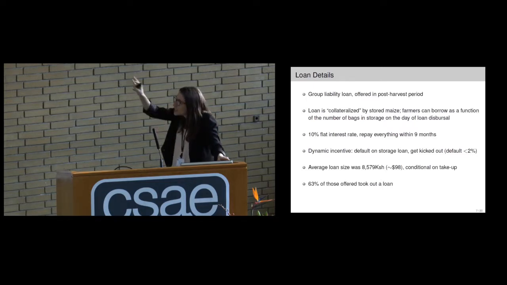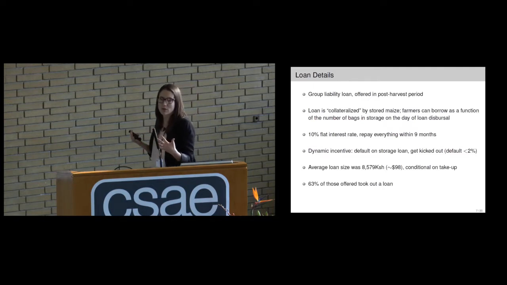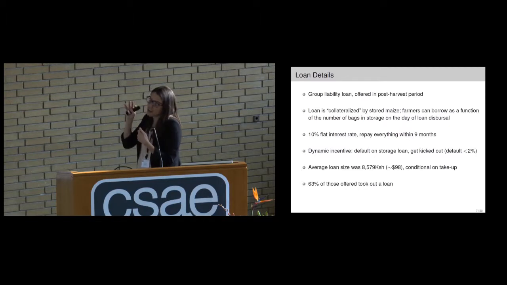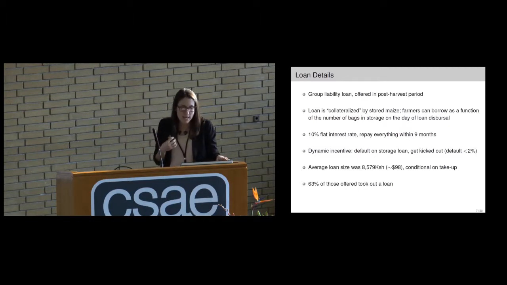The loan is collateralized by stored maize. Now, I use quotations here around collateralized because it's not collateral in the true sense of the word. So farmers are simply storing in their homes. One Acre Fund, our NGO partner, doesn't have any physical or legal claim over the maize, but it's relevant in that farmers can borrow as a function of the number of bags they have in storage on the day the loan is dispersed. After that, they can do whatever they want with the loan and the bags of maize.